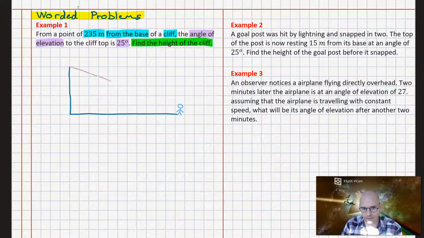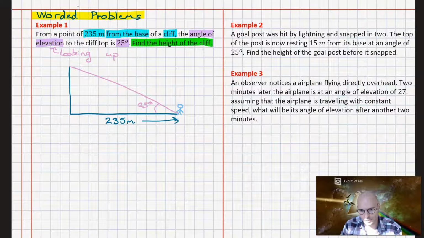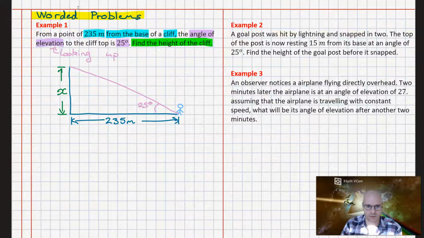The angle of elevation, this angle in here, is 25 degrees, elevation meaning we're looking up. The location from the base of the cliff is 235 meters away. What we're trying to find is the height of the cliff, so we'll denote it as x. x is the height of our cliff. So what we've got here is a mathematical diagram that's going to allow us to solve using simple trigonometry.